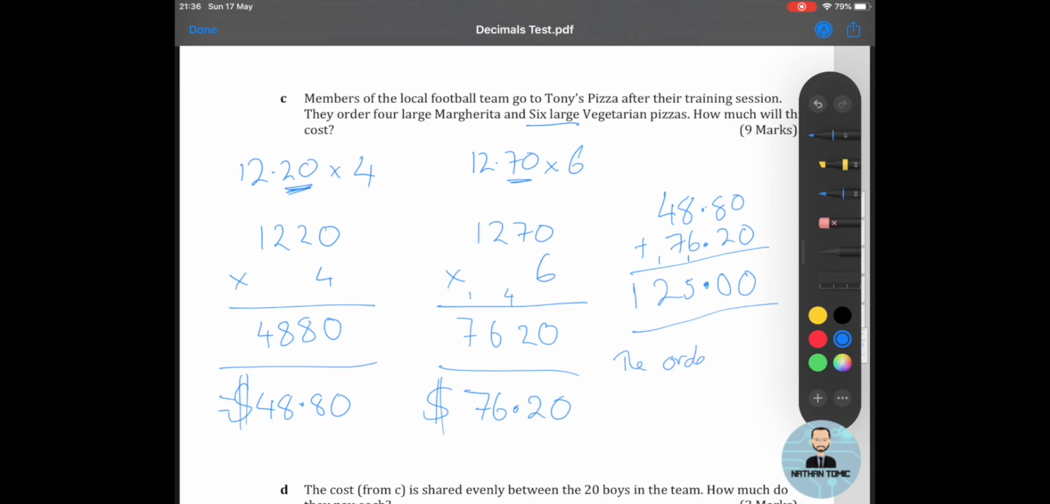So the order will be $125.00. Again, being dollars, you must include the 2 decimal places. Even though they're zeros, you must include them for accuracy, basically, in this case.